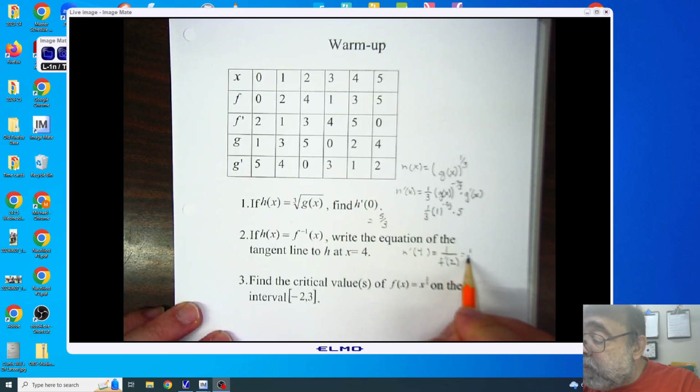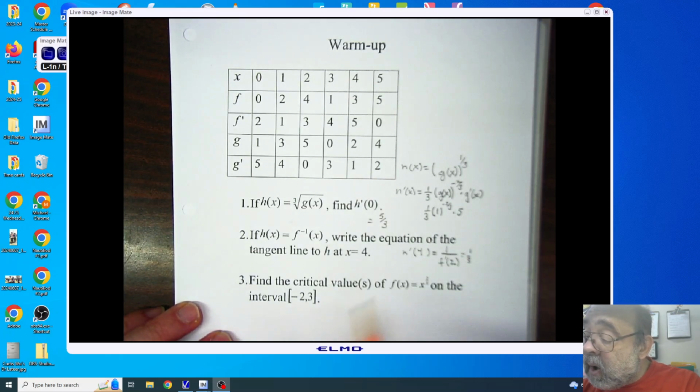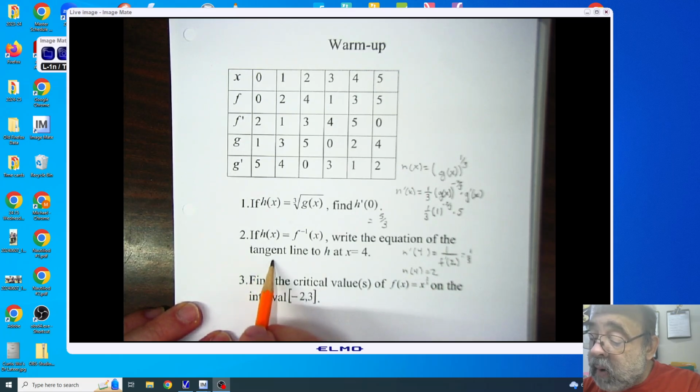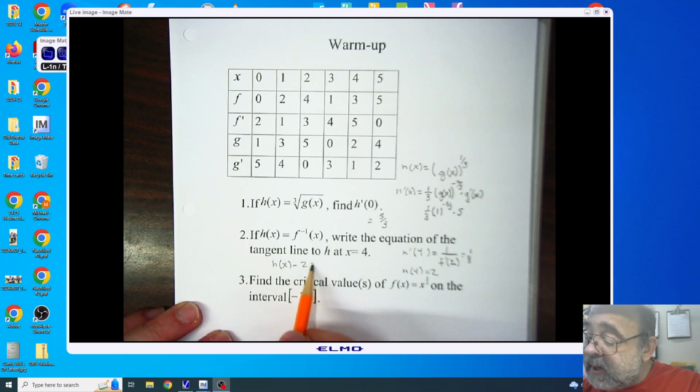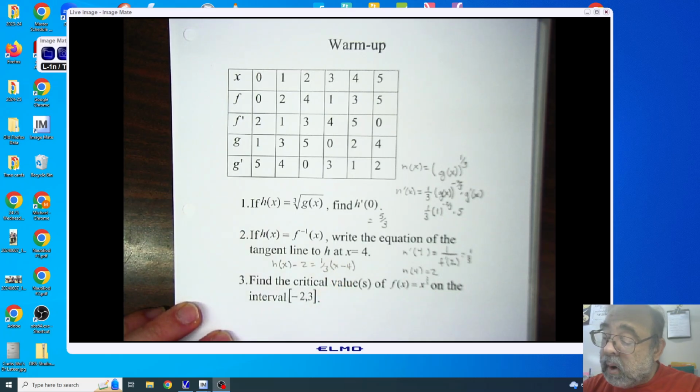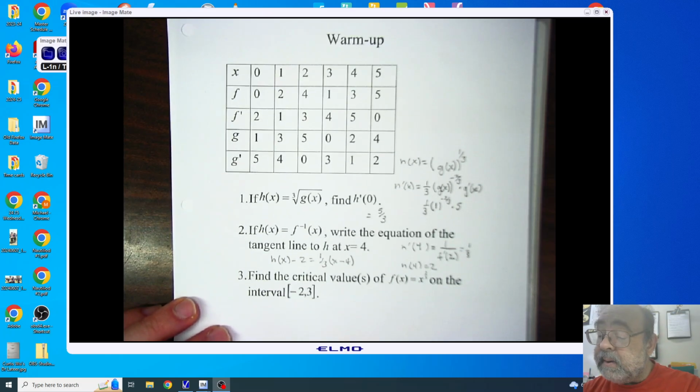So I have a slope of 1/3. I also know that h of 4 is equal to 2, and this now gives me my point and my slope. I can now write the tangent line. H of x minus my y value 2 has to equal my slope times x minus the given value 4. This is now the equation of the tangent line that we seek.